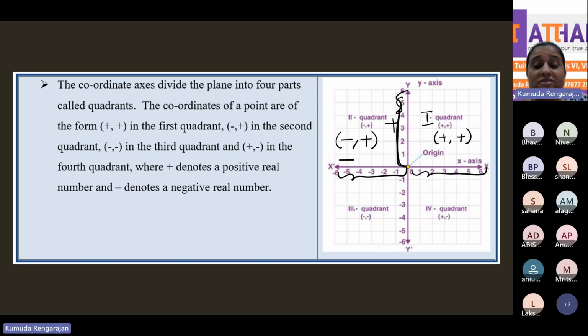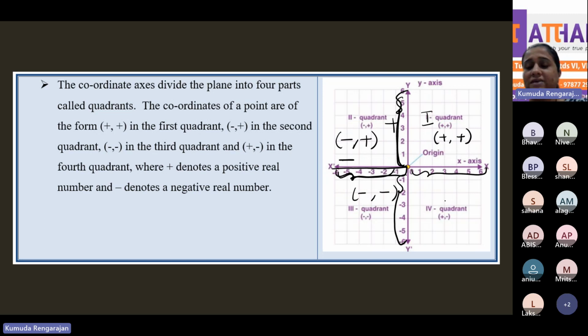For every point that lies in the third quadrant, you can see that the third quadrant has the negative side of the x-axis and the negative side of the y-axis. So clearly, every point that lies in the third quadrant will look like minus some number, comma, minus some number, meaning both the values are negative. Negative x-coordinate, negative y-coordinate.